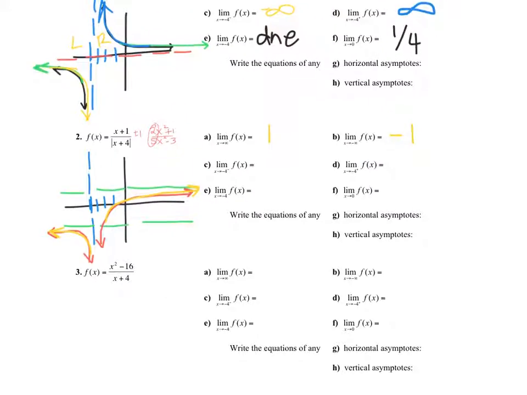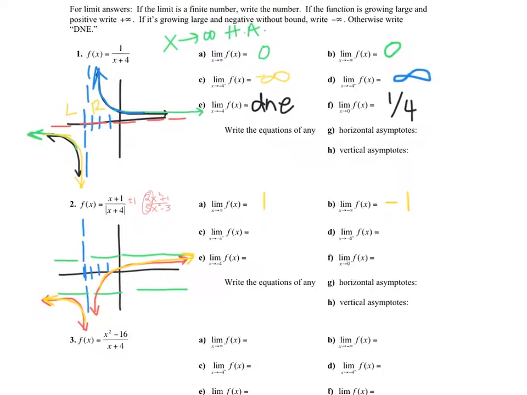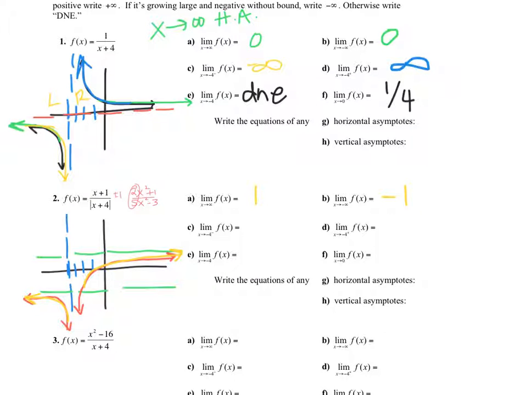Oh, I skipped something on the last one, didn't I? Did you notice that? No. I'm sorry. Horizontal asymptote, y equals 0. Vertical asymptote, x equals negative 4. My bad.